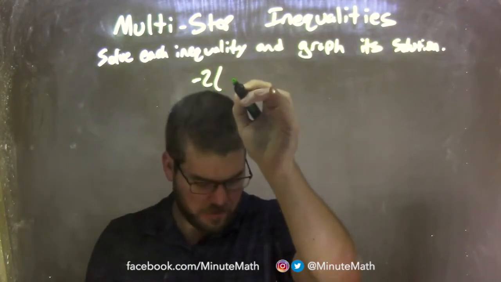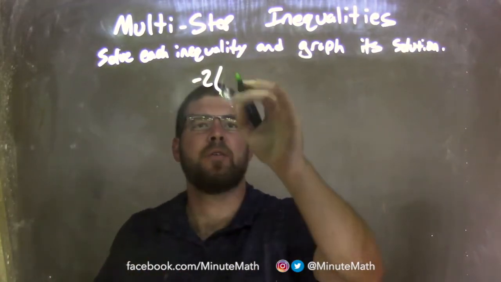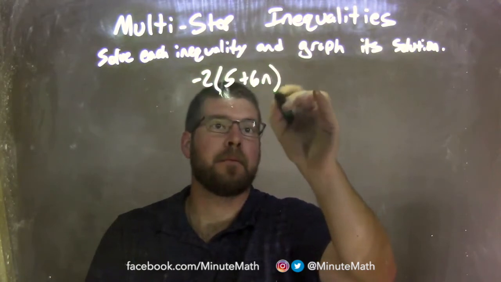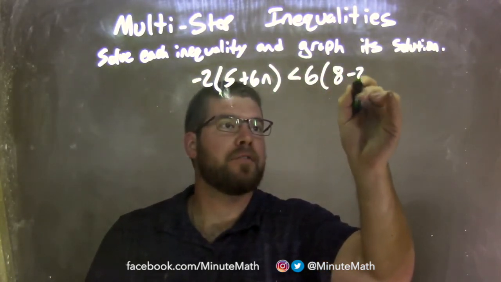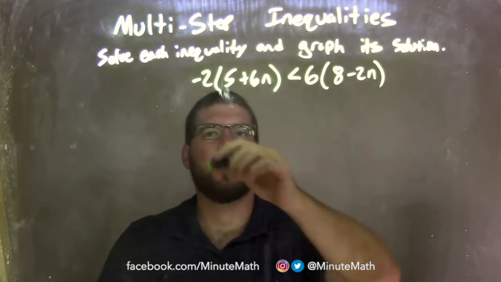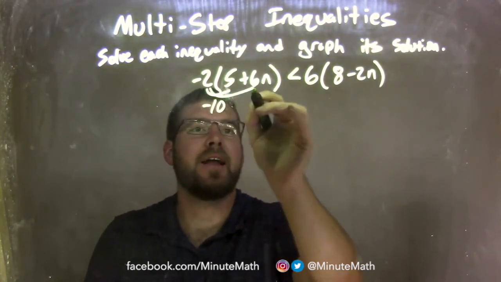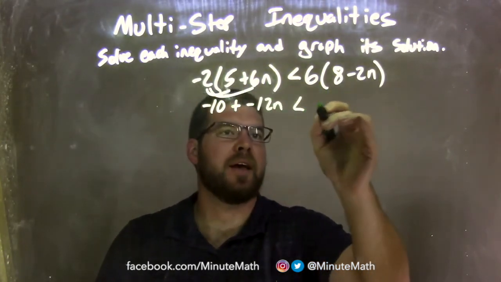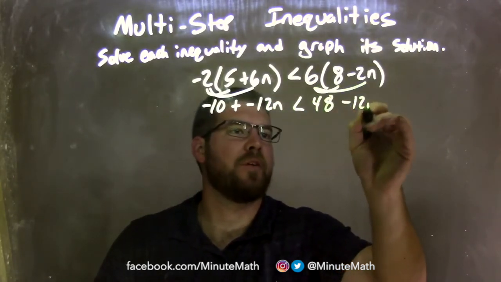-2 times 5 plus 6n is less than 6 times 8 minus 2n. Okay? Well, first thing I want to do is distribute for both parentheses there. So -2 times 5 is a -10, and -2 times 6n is a -12n. And that's less than 6 times 8, which is 48, and 6 times -2 is a -12n.